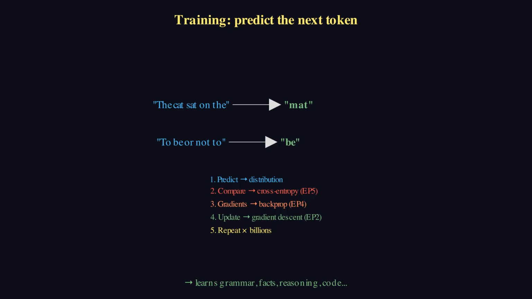The loss is the cross entropy from episode 5 between the predicted distribution and the true next token. Backpropagation from episode 4 computes the gradients. Gradient descent from episode 2 updates the weights. Repeat this billions of times across trillions of tokens, and the model learns grammar, facts, reasoning, coding, all from predicting the next token.